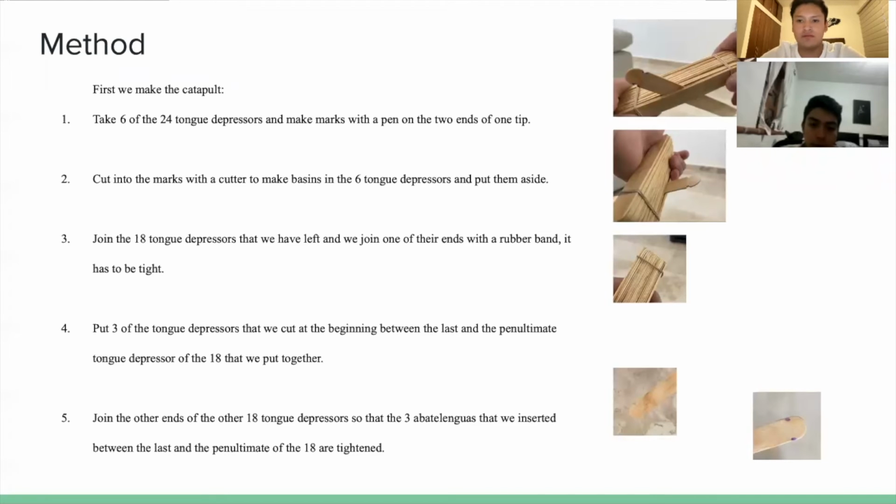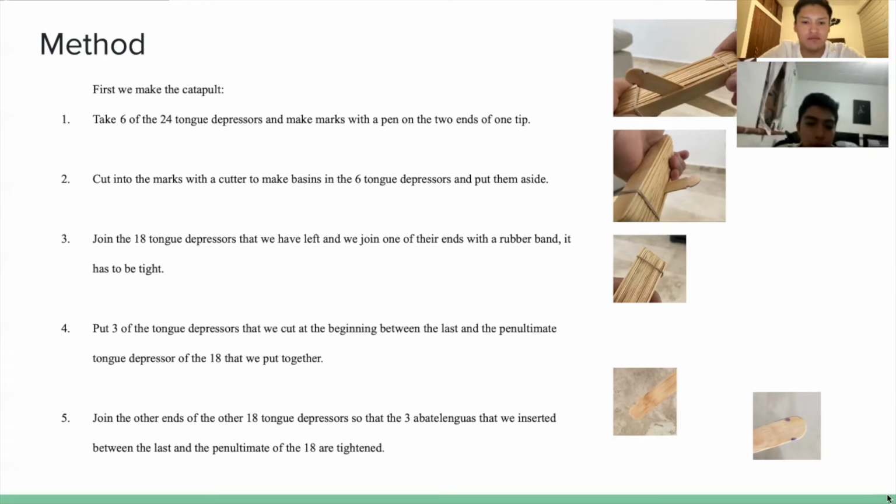Okay, the method is divided in two sections. The first is to make the catapult. The first step is to take 6 of the 24 tongue depressors and make marks with a pen at the two ends of the tip. Then cut into the marks with a cutter that make passings in 6 tongue depressors and put them aside.